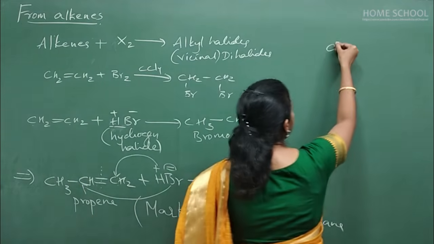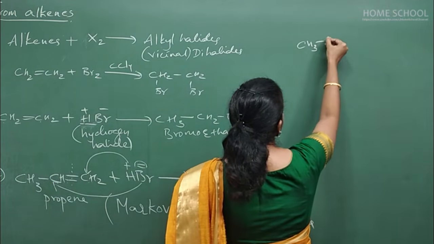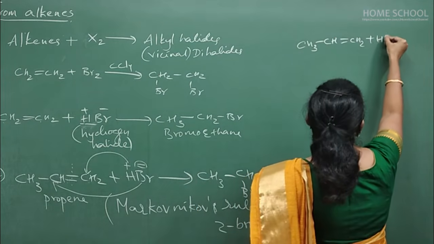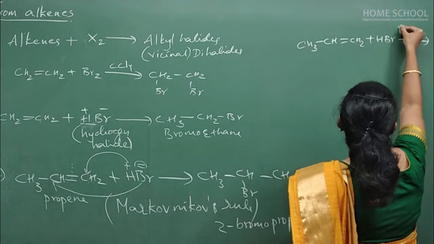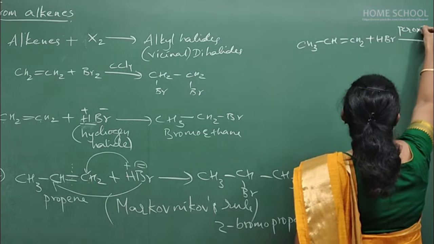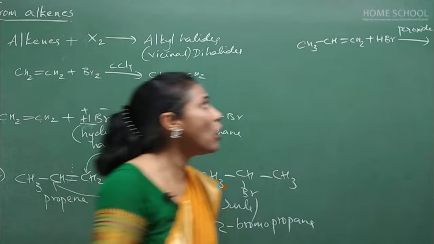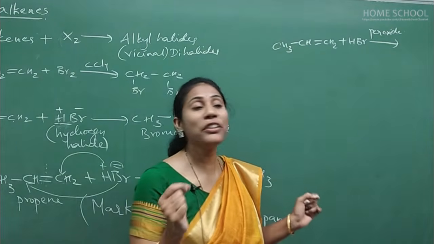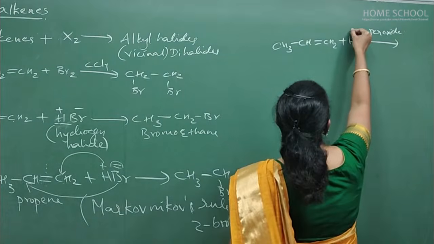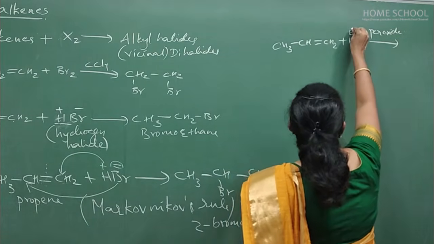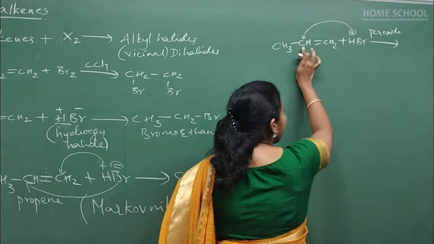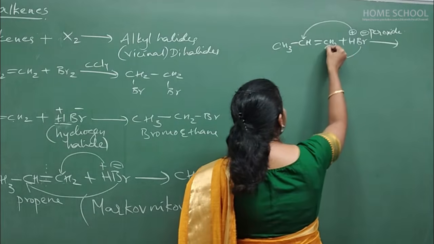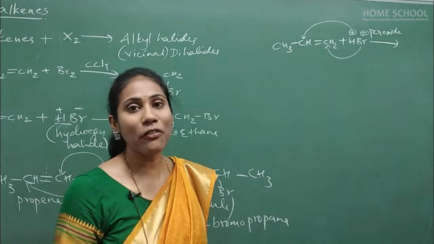Suppose I have CH3 CH double bond CH2. I will add HBr in the presence of peroxide. Here comes another rule called anti-Markovnikov's rule, right? What does anti-Markovnikov's rule say? The positive part is added to the unsaturated carbon having fewer hydrogens, and the negative part is added to the unsaturated carbon having more hydrogens.